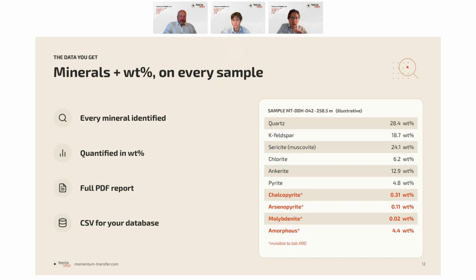So if you have disordered or amorphous materials in your sample, then these can be quantified extremely well as well. Plus layered minerals, as well as all of the clay minerals, which can affect your flotation, can be quantified in great detail as well. You can get this obviously as a PDF report, but you can also get the comma separated values for your database or block models or whatever you need them for.